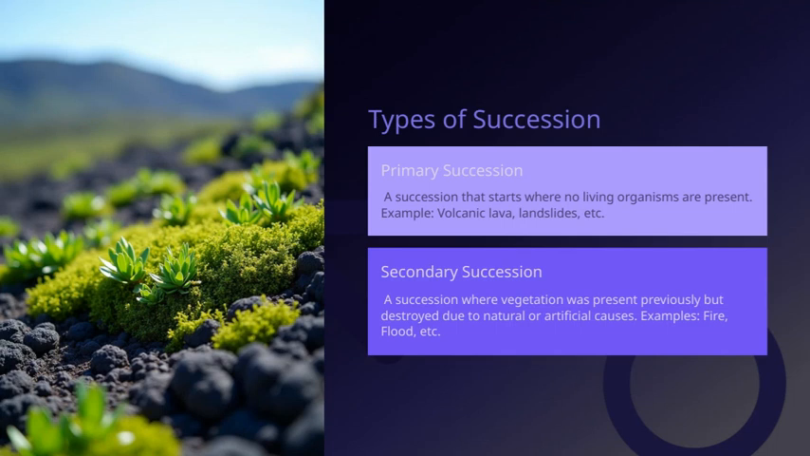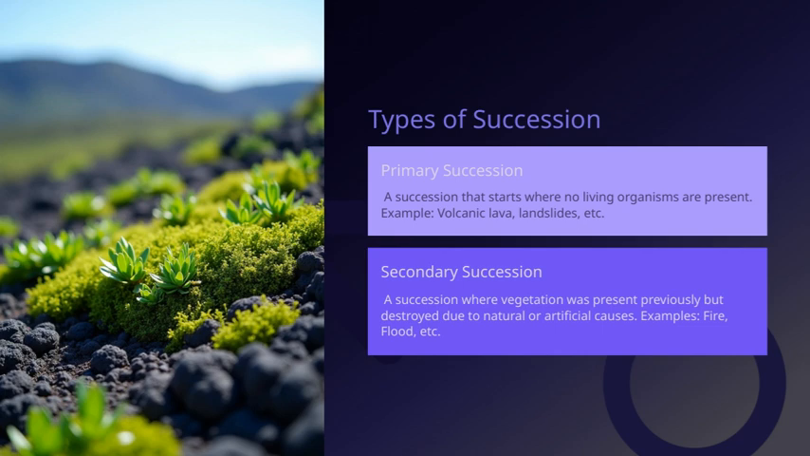Now, let's talk about the different types of succession. First, we have secondary succession. This occurs in areas where vegetation was previously present but has been destroyed, either by natural events like fires or floods, or by human activities. It's like Mother Nature's way of healing and restoring an ecosystem after a disturbance.